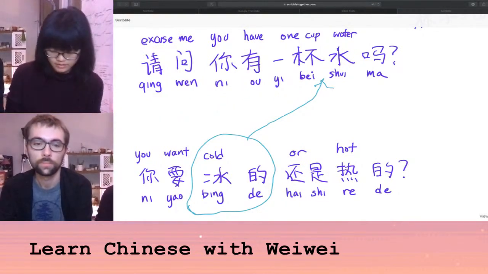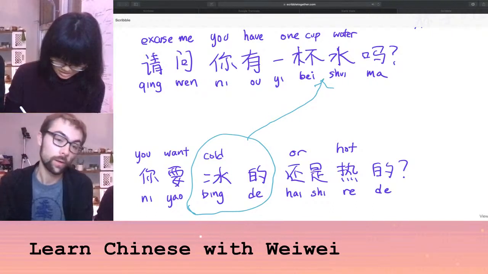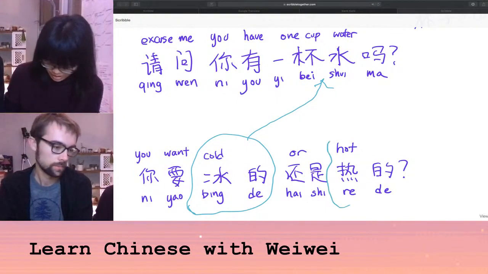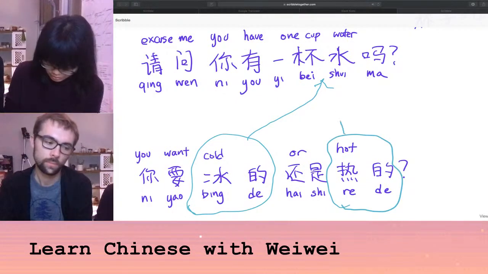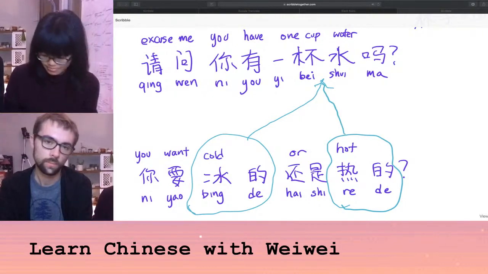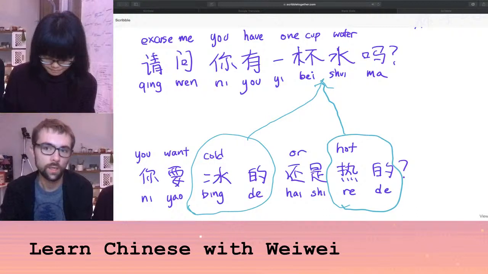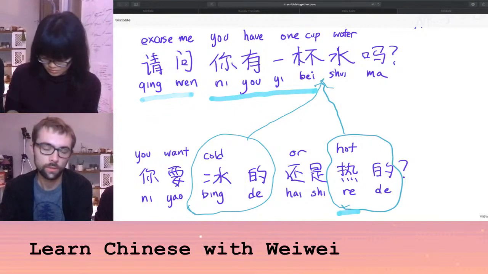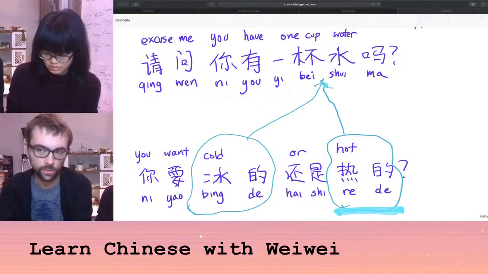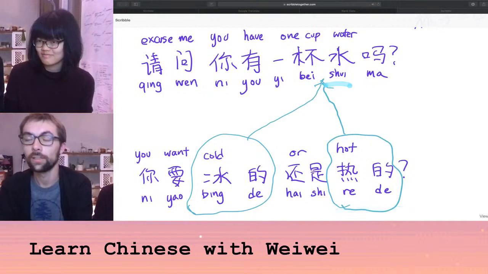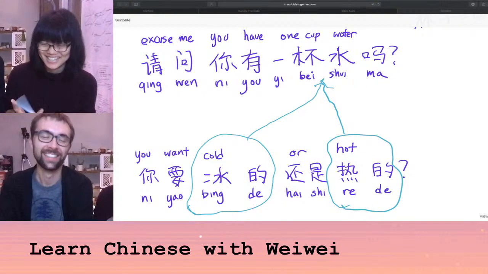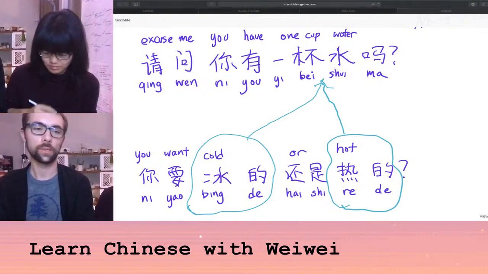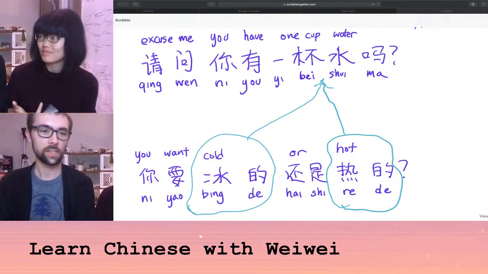Ding ding ding ding ding. Correct. I can now successfully get water. This is good. And if you want to ask for a cup of hot water, you could also put it here. So this would be 请问你有一杯热的水吗? Learning, trying. Admittedly, I'm in a slight food coma from the holidays, but for the most part, it's together.